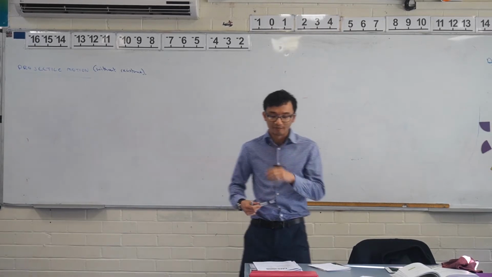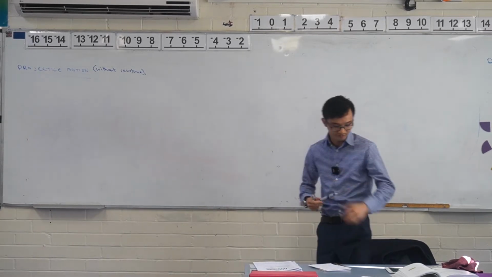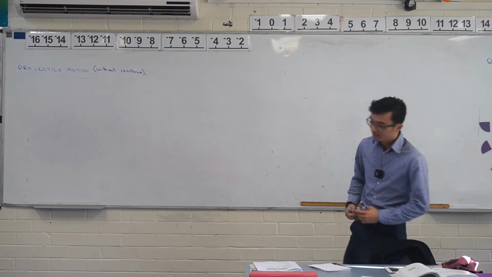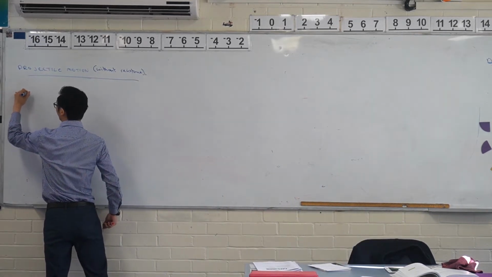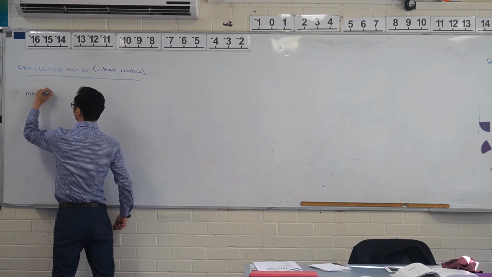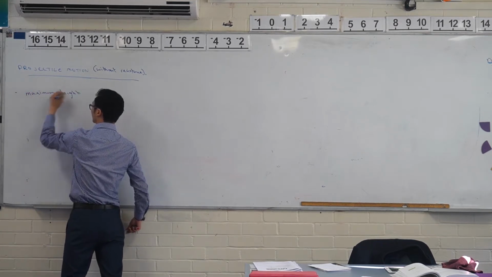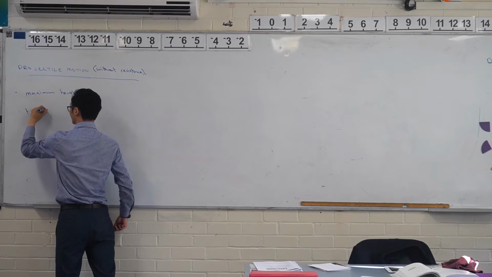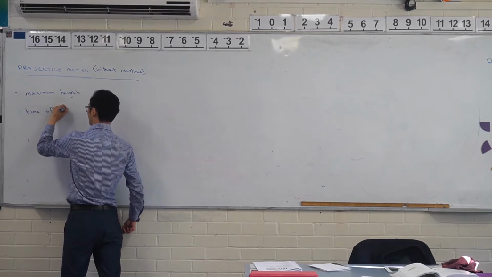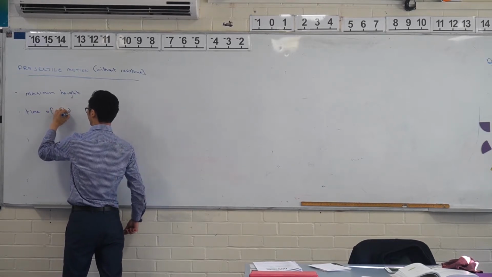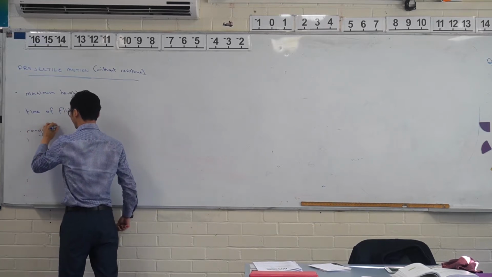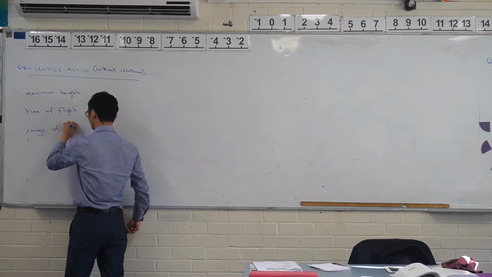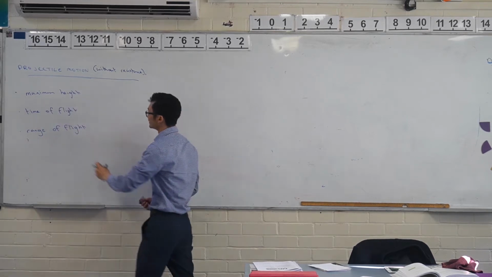Typically, we look at a few different types of problems. The main types that we're going to look at are finding the maximum height of our projectile, the time of flight, and the range of flight. Hopefully these are things you've thought about or seen before. How would we find some of these things here?